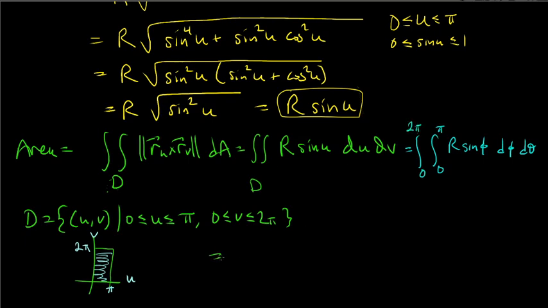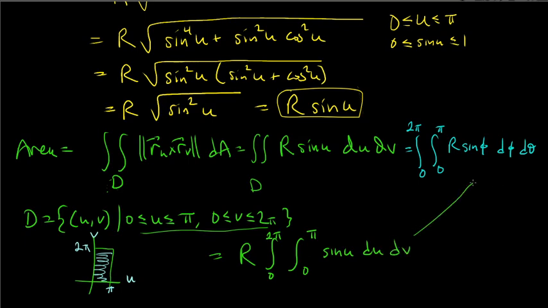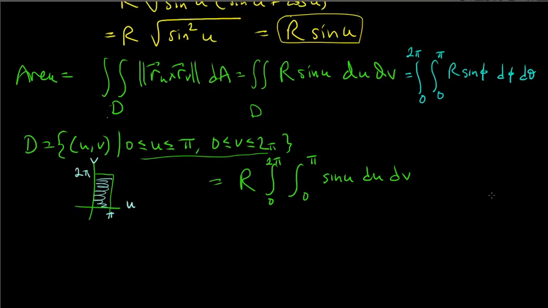I should have saved that for later here. The r is a constant. That can come outside. And here it is one more time: u goes from 0 to pi, and v goes from 0 to 2 pi. And it's just sine of u du dv. But if you want to evaluate it using phi and theta, that's fine too. It's the same thing.